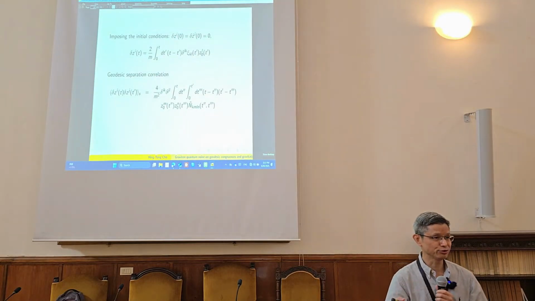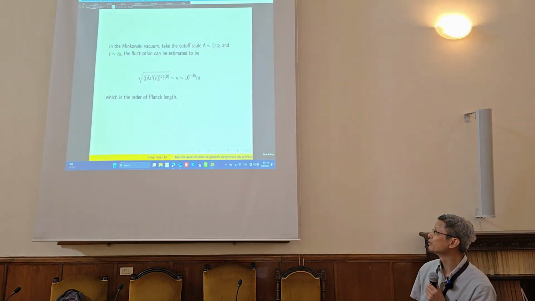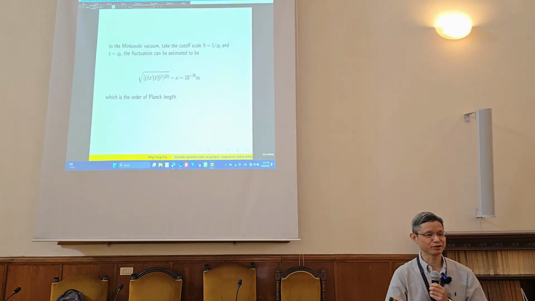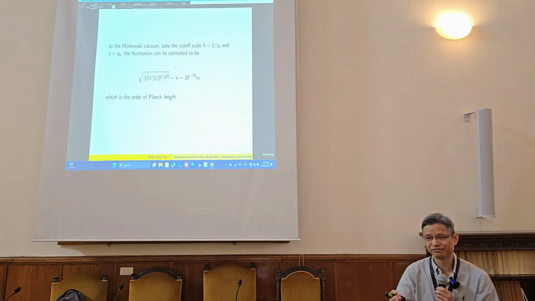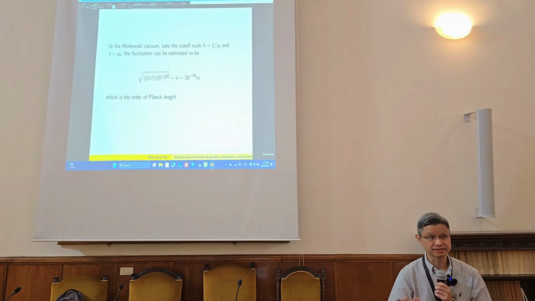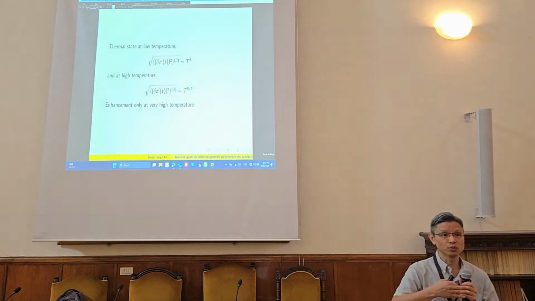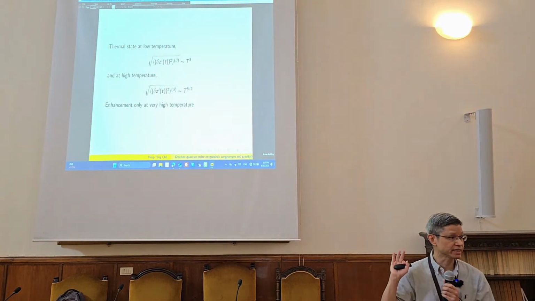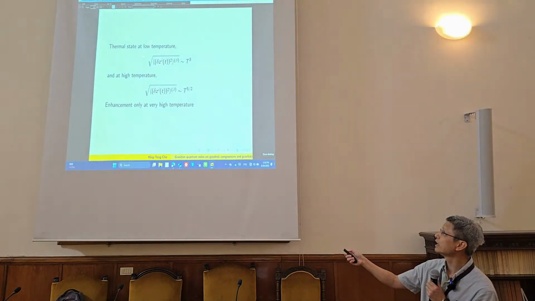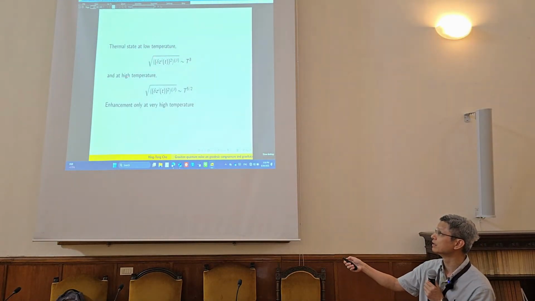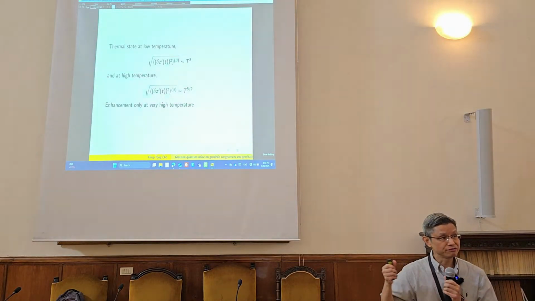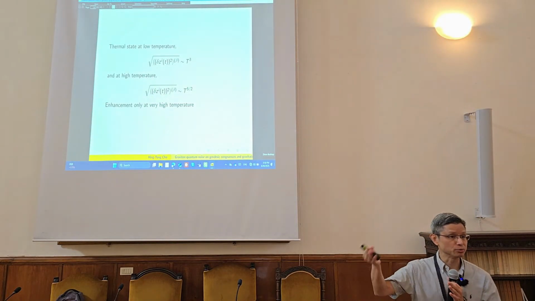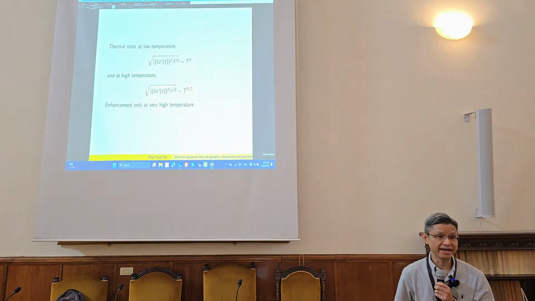How big is the fluctuation? If you look at just the Minkowski vacuum, you can expect that it is of the order of the Planck length, so you're not expected to be able to detect this. We also look at a different vacuum, for example the thermal state. For low temperature, it's proportional to T cubed, and for high temperature, T to the 5/2. So for high temperature, maybe, but it has to be very high temperature to be enhanced.